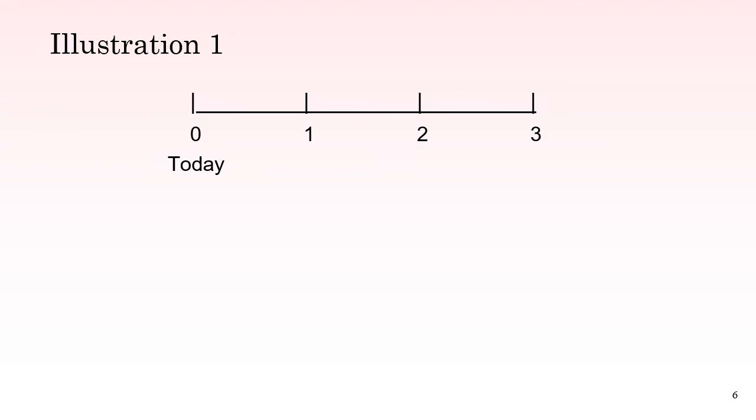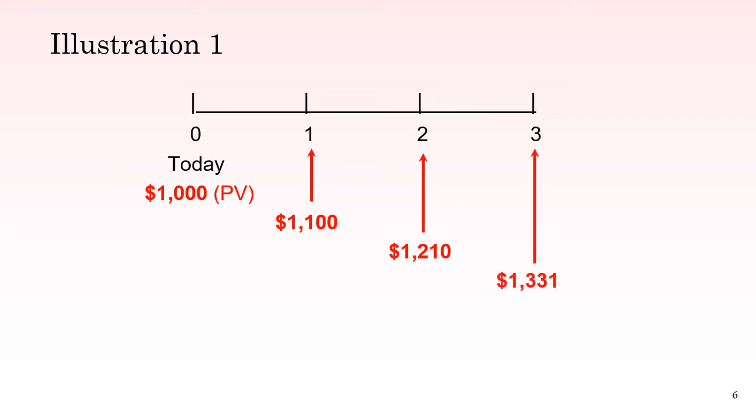Let's look at the timeline here. Today, the present value is 1,000. At the end of year 1 it is 1.1k. And in year 2, the value increased to 1,210. At the end of year 3, it increases to 1331.